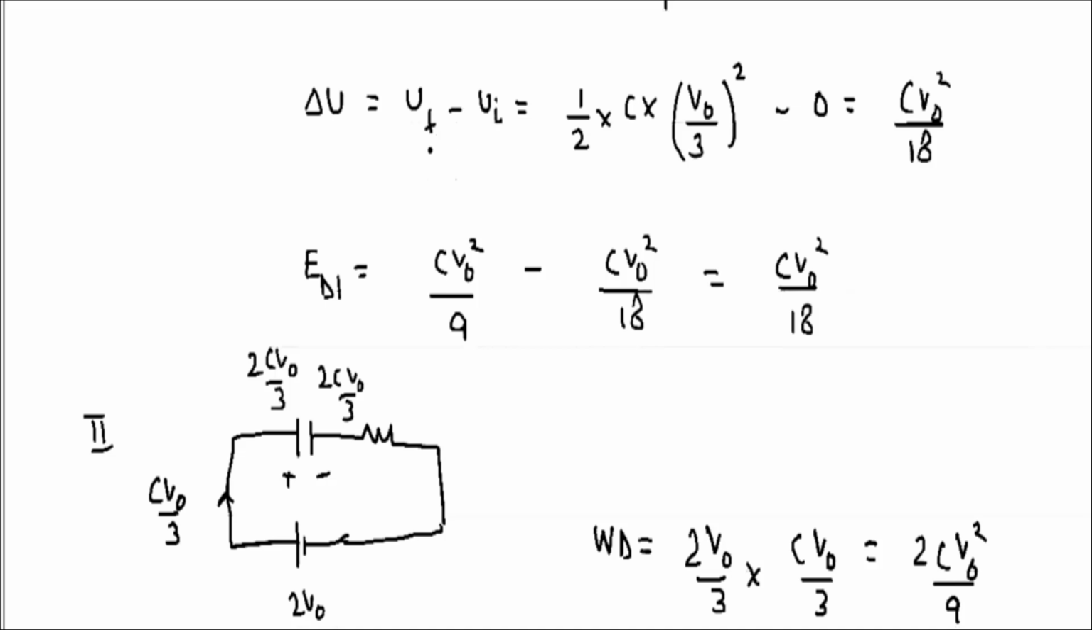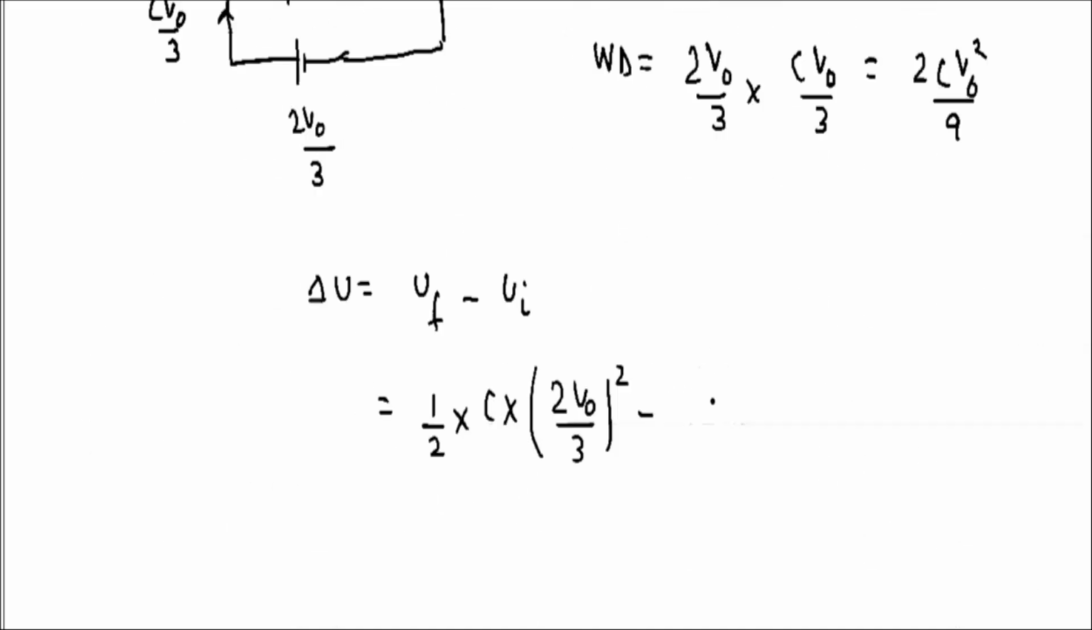So this final value for the first case would be the initial value for our second case. So we can just write 1 divided by 2 into C. What was the initial voltage which was applied? V naught by 3. So it would be half CV square. Okay, if we calculate this, it would turn out to be 3 times CV naught square divided by 18.